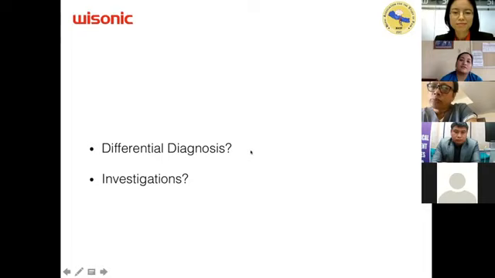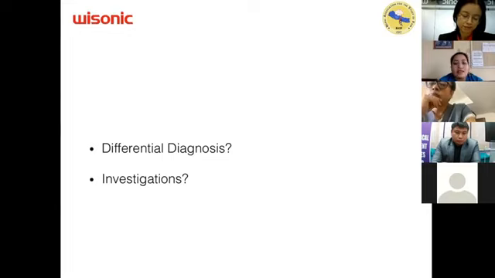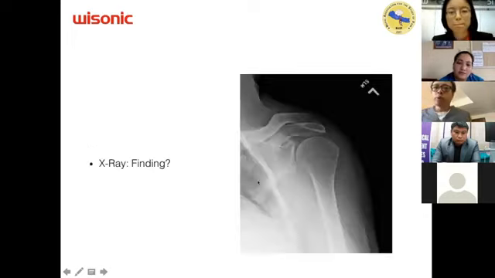But we also have to see if there is any joint problem, any arthritis problem. So we have to consider all the differential diagnoses. And then we have to send the investigation if we are suspecting any pathology, okay? So if you're thinking of an infection, you have to send a blood investigation, you have to do an imaging study, you can probably do an X-ray and an ultrasound, and then make your diagnosis.